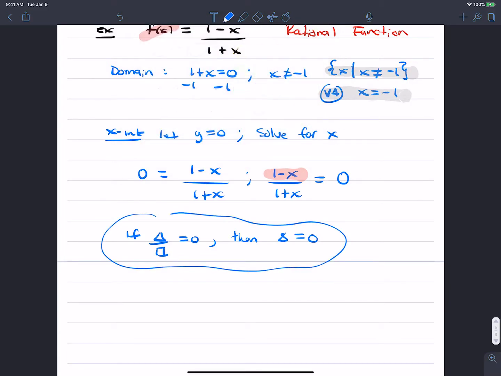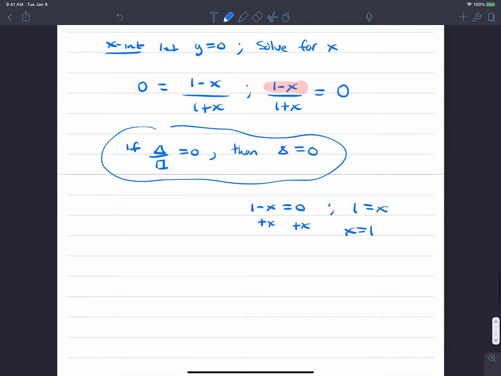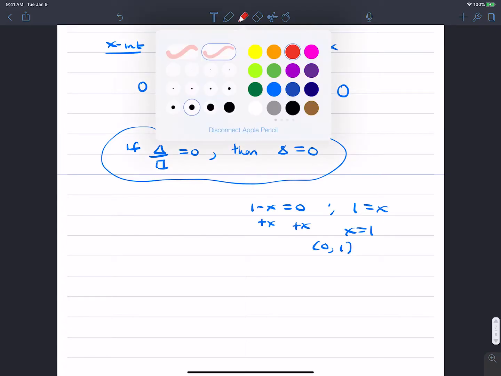And what that means now is we're going to have to set 1 minus x, that numerator, equal to 0. And we're going to have to solve for x. So I can add x to both sides. And I end up getting here 1 equals x, or simply x is 1. Okay, so this is the location again of my x-intercept. And formally as an address, that address is going to be 0, 1. So this is the location of my x-intercept.